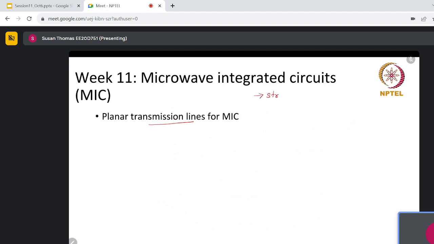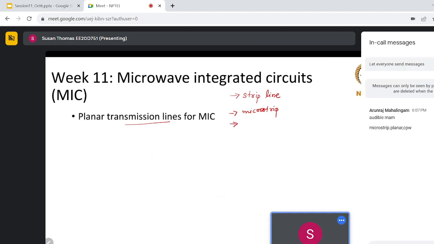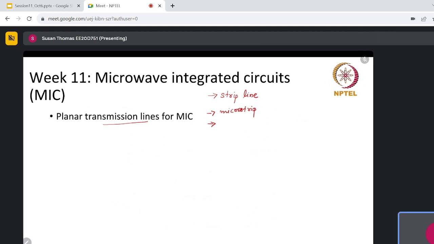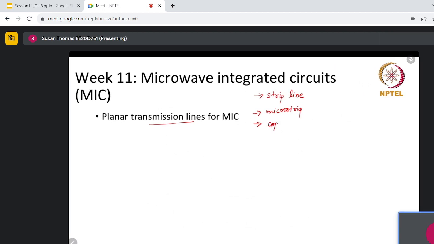I can give you an example. One is strip line. Any other examples? Yes, you have microstrip line. Yes, as you rightly said. And also you have, yes, exactly, the coplanar waveguide. Coplanar waveguide. And there is also something called a slotted line. Okay. So all these are different types of planar transmission lines.